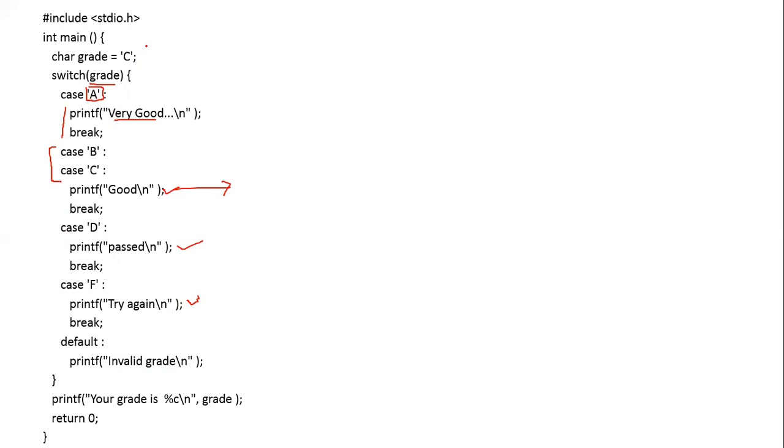For example, if the user input is A, there is a match case. If user input is B, there is a match case. If user input is C, D, or F, there is a match case. If the user input is P or any other character than A, B, C, D, F, say S, there is no match case. Then the default statement will be executed, that is "invalid grade." All right.